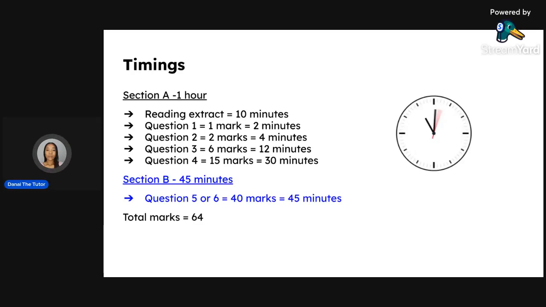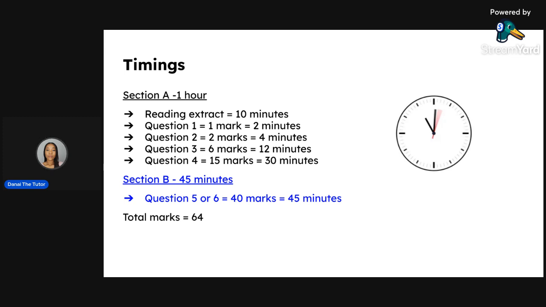For section B, 45 minutes, as I mentioned, this is your narrative writing question, and it's worth 40 marks, and it's a very chunky question, very important question, so you want to make sure that you spend those 45 minutes on that question.